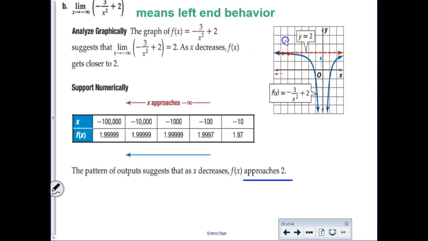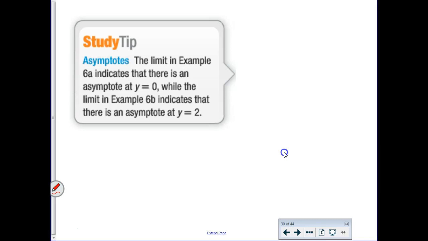So here we have a different rational function, and then it says evaluate the limit as x goes to negative infinity, and that, we know from end behavior land, means the left end behavior. So look on the left side, guys. It's approaching this horizontal asymptote, which happens to be at y equals 2. So that means it's getting closer and closer and closer to 2. The limit equals 2. And they're saying it approaches 2. The function approaches 2.